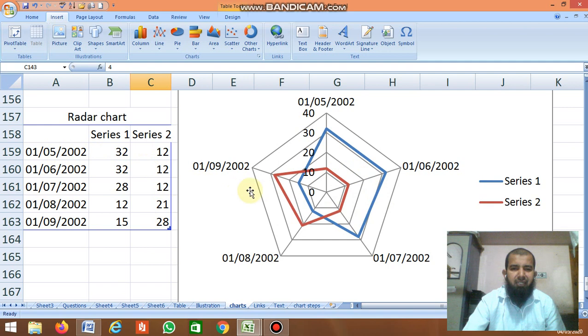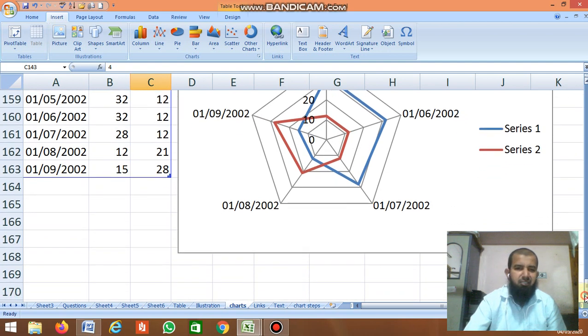Take an example: 1/5/2002. Series 1 is 32. The first point is 32 here. The next point is again 32 on 1/6. The third is 28, here 28. The fourth one is 12. This is the 12 value. Similarly, series 2 also. Clear, no? This is very important.